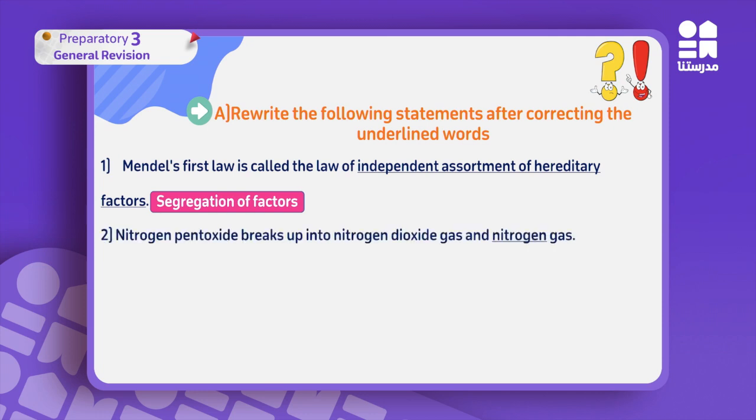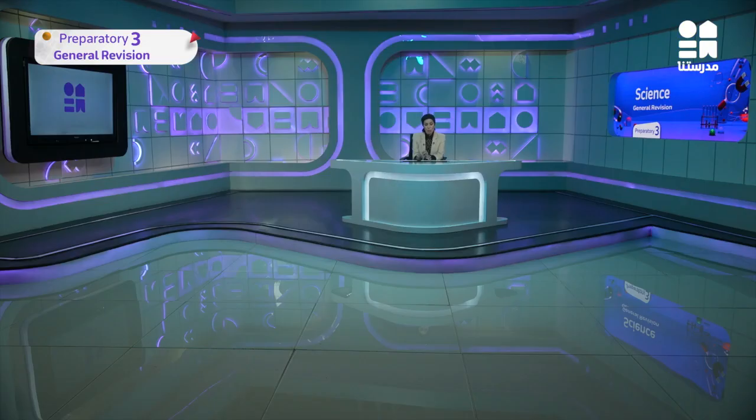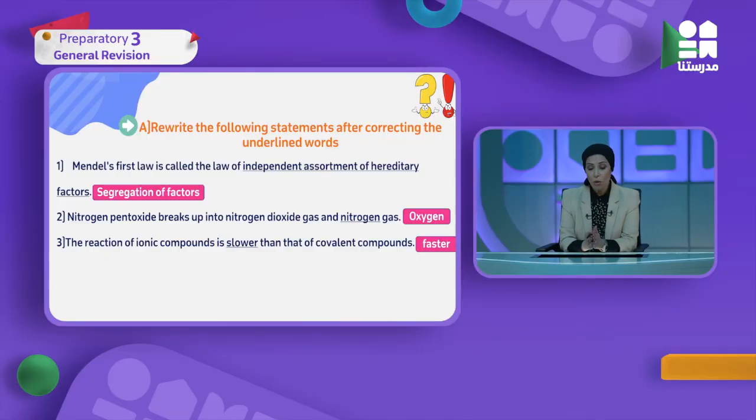Second question: nitrogen pentoxide breaks up into nitrogen dioxide gas and nitrogen gas. Of course we took this in the airbag. Last question: the reaction of ionic compound is slower than that of covalent compound. Of course not, you know that the ionic compound reaction is faster than the covalent. Why? Because in the case of ionic it happens between ions and the ion is simple, while in the case of covalent it is between molecules, so it is very hard and the speed of reaction will be slow.